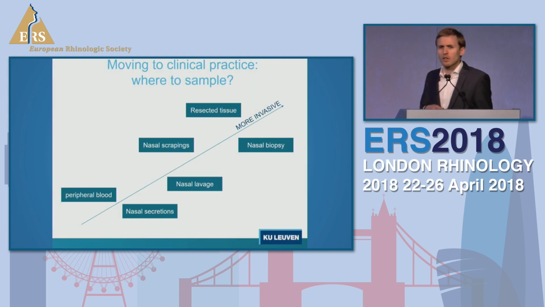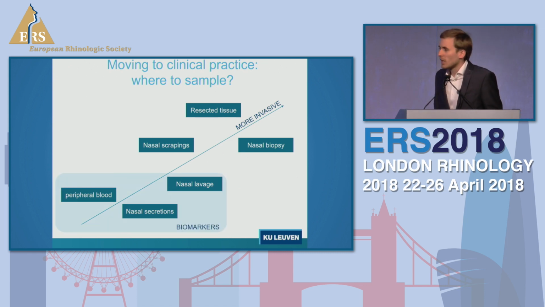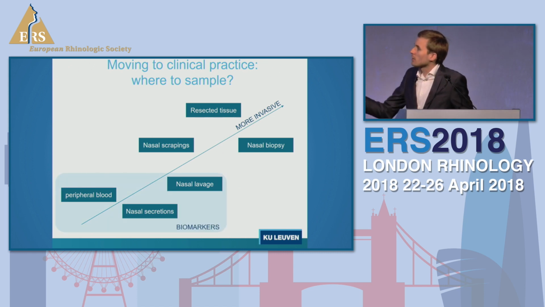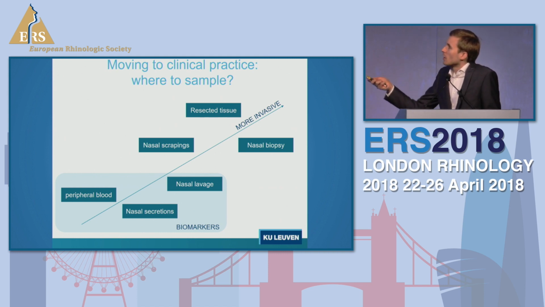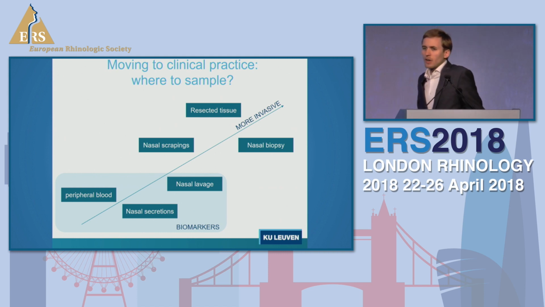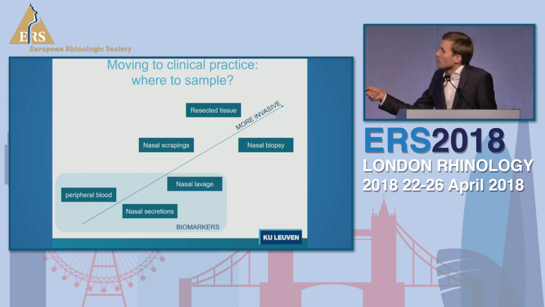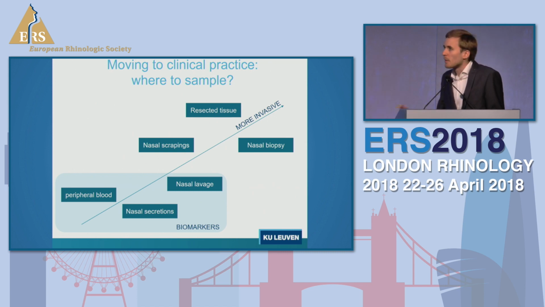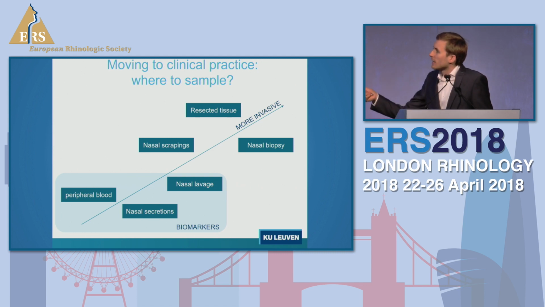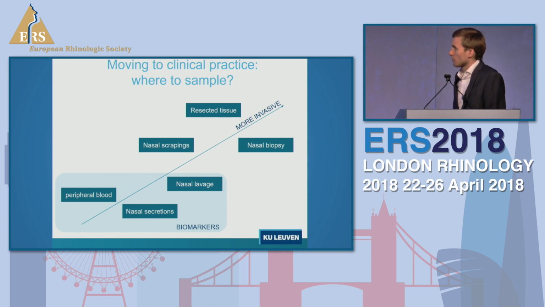So most of these cohort studies and these cluster analyses were on tissue collected during surgery. So these require quite invasive techniques. And now I think we need to go to a next phase in which we can identify new biomarkers which associate with the findings that we have here, but which can be easily implemented into daily practice. And then we think about peripheral blood, nasal secretions, or nasal lavage.